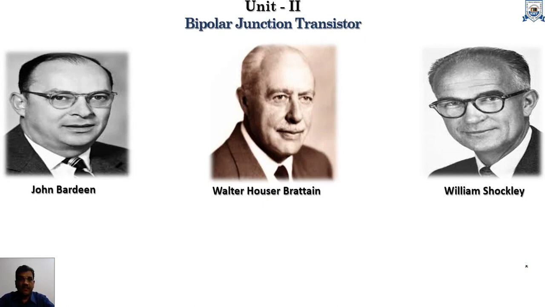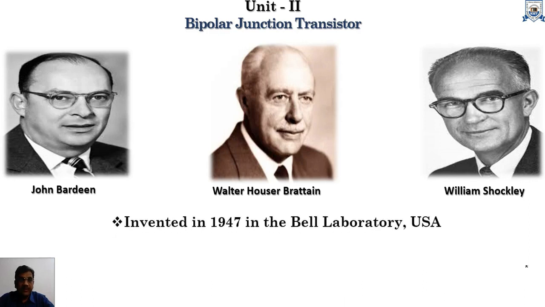Hello and welcome to the first lecture on the Bipolar Junction Transistor. Bipolar Junction Transistor, or BJT, is a solid state three-terminal semiconductor device. It was invented by John Bardeen and Walter Brattain under the leadership of William Shockley. William Shockley is also known as the inventor of the PN junction diode. For this pioneer work, they all got the Nobel Prize for Physics in 1952.